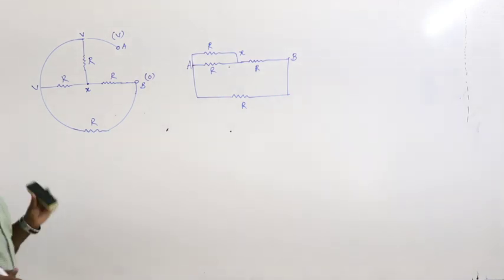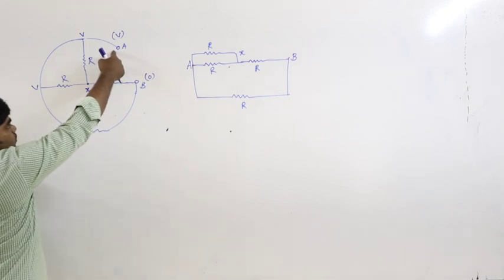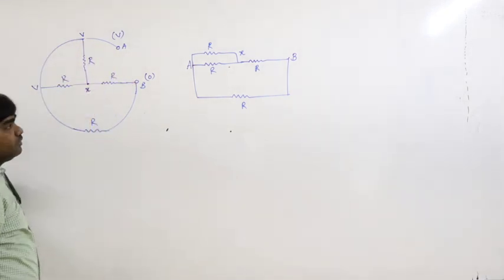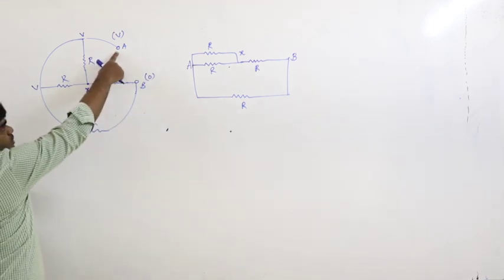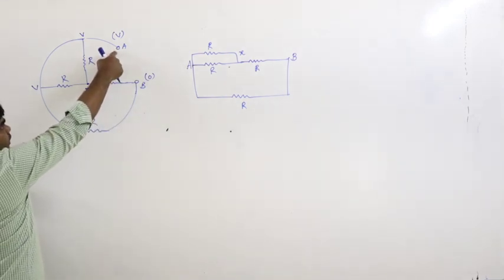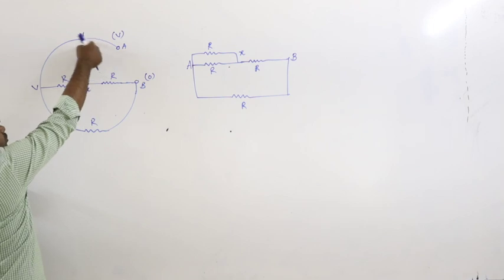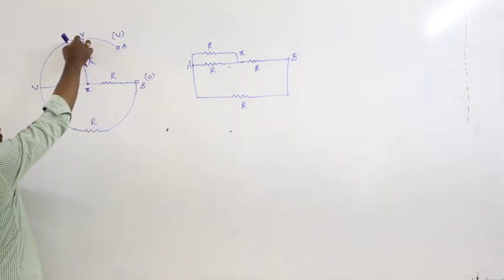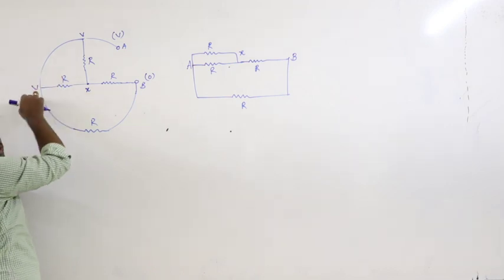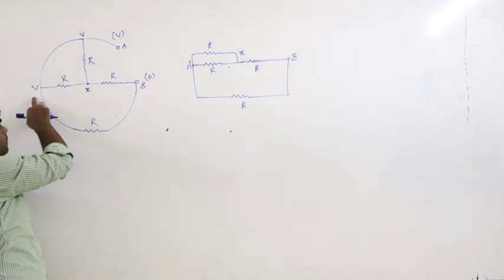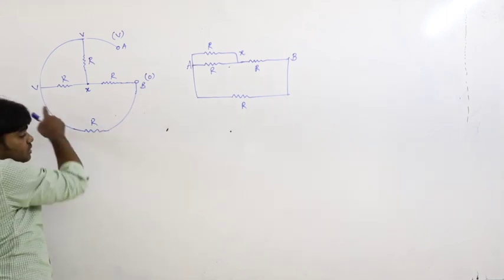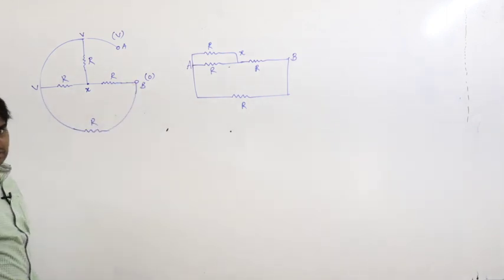So very important here to know this. We are moving from A to B like this. So A is at the potential V. Moving from A to this position, here there is no resistance. That's why there is no potential drop. So same potential. From here to here also, no resistance. That's why potential is same. But from this position to this position, there exists resistance. So that's why potential must change.